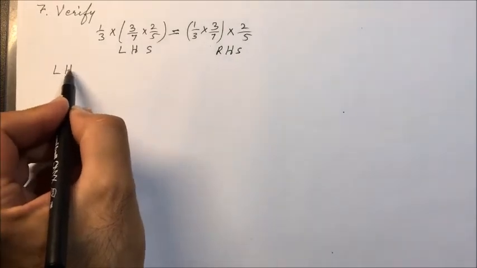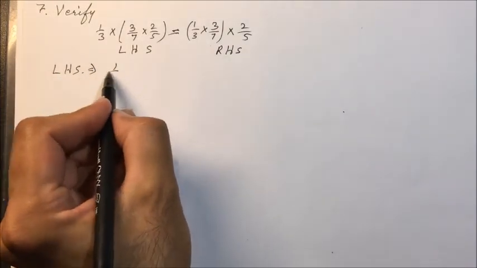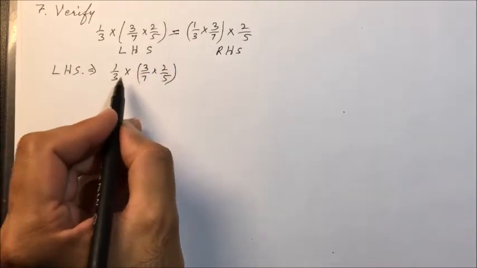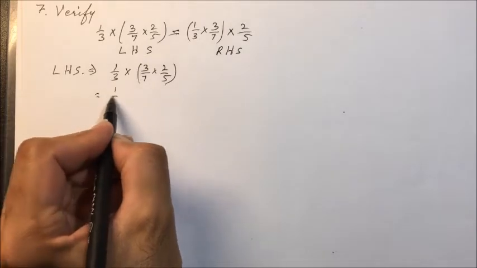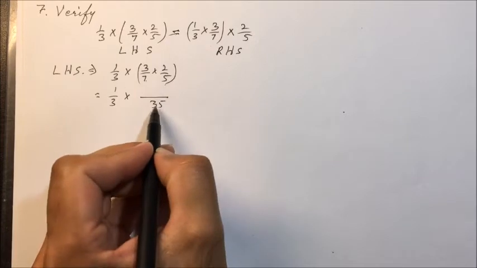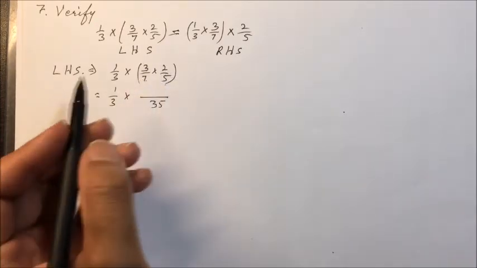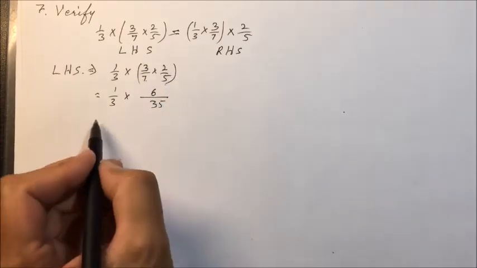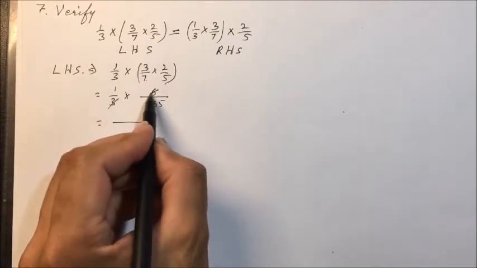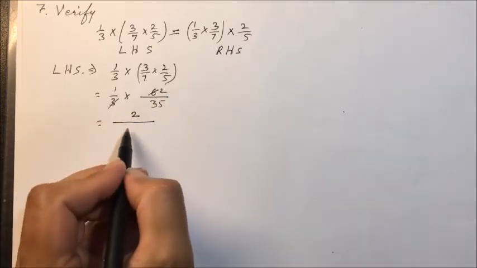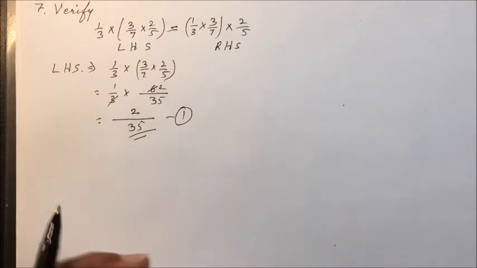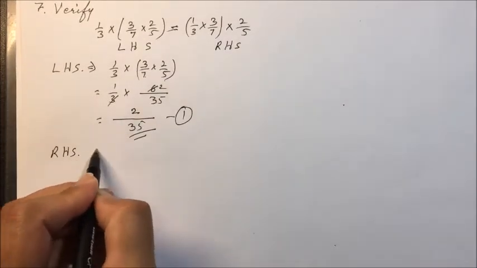So first we will be solving LHS. 1 by 3 into 3 upon 7 into 2 upon 5, these in bracket. So first we will be solving the bracket. 1 by 3 into, so we will multiply the denominators, 7 fives are 35, and numerators 3 into 2, 6. Next we can cancel them, 3 twos are 6, so we are getting 2 upon 35. This is our first answer. LHS we got. Now RHS we have to solve.